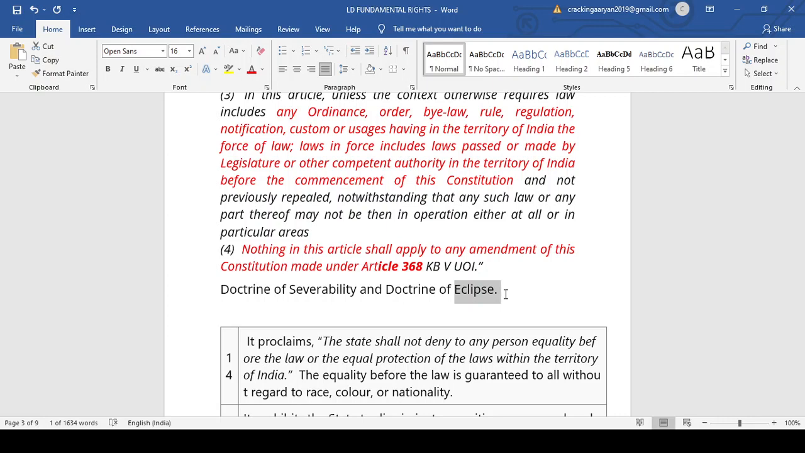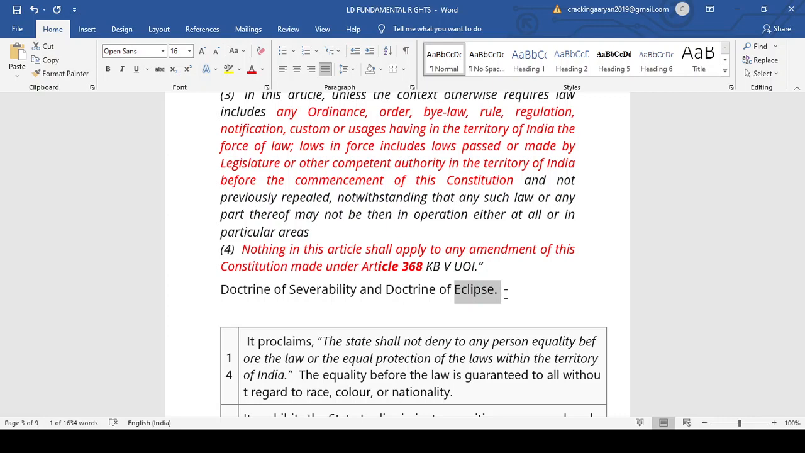I hope you must be knowing what an eclipse is. In a similar manner, just as the sun and the moon eclipse happen, the laws are overshadowed by the fundamental right, and those laws become dormant, not dead.